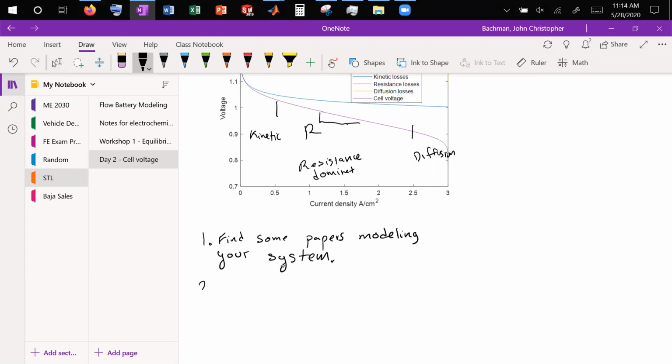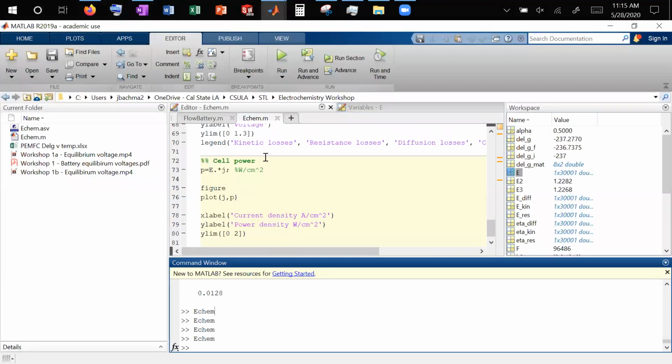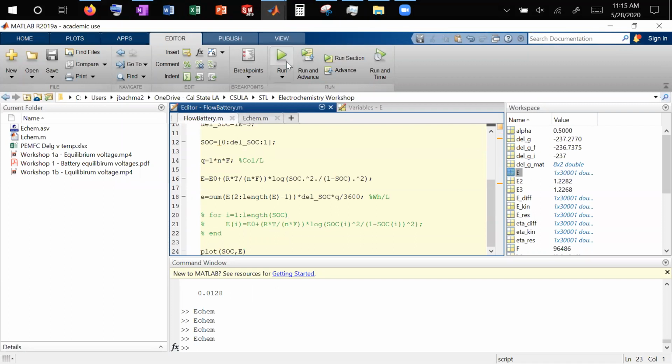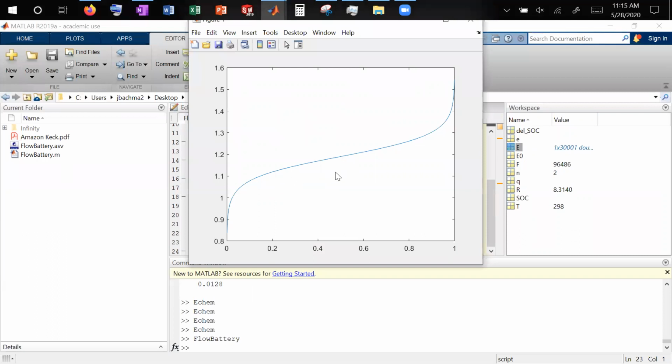And two, if you're doing a flow battery, you're going to have a combination of the two things we did today, right? The first thing we did was look at the state of charge, this voltage versus state of charge. But if you did this at a constant current, you could also figure out what your overpotential should be. So you could take the total overpotential from the other code and figure, okay, so I'm not actually here.